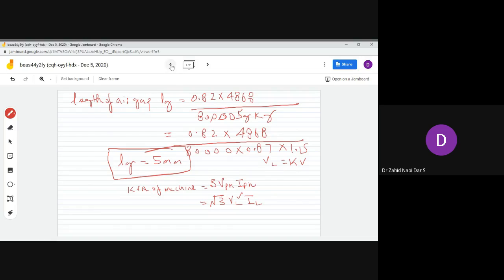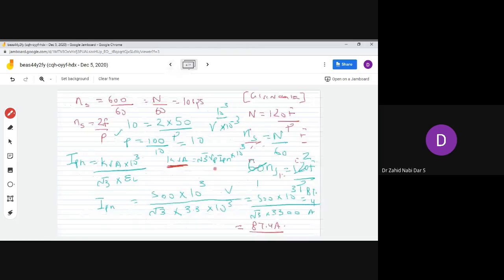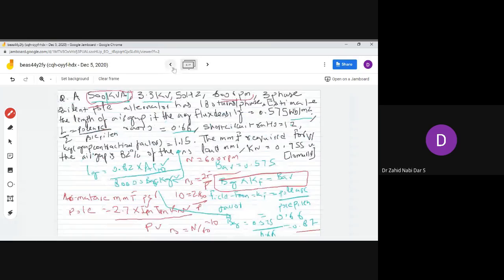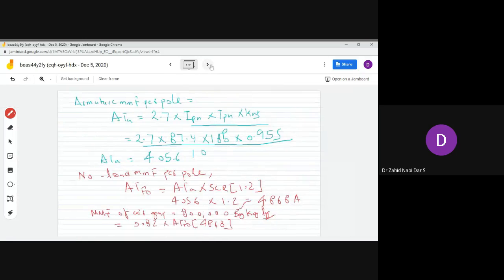So here, if you just see this, I have written root 3 V line I line. Why I did into 10 power 3 is because usually we do 10 power minus 3. This value is 500, kVA is already mentioned over here, and 3.3 kV is already mentioned over here. But current, are we calculating in kiloamps? No, we are not. Current cannot be in kiloamps as far as the machine is concerned.